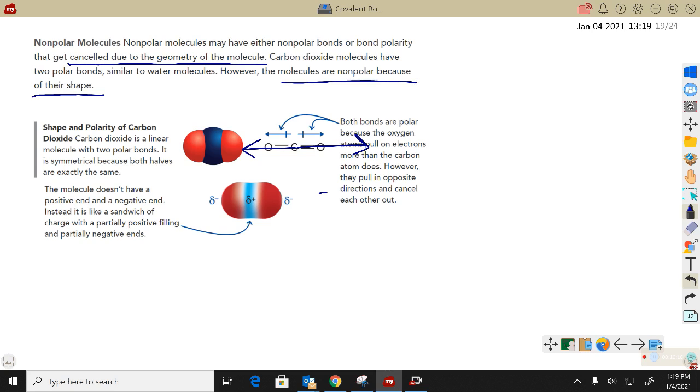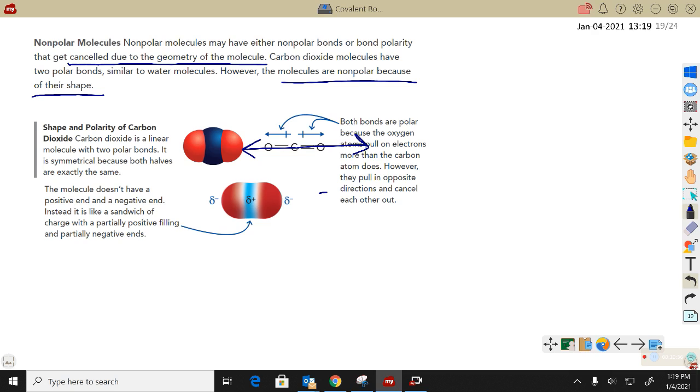Polar bonds arranged at equal angles will cancel each other out. And then it leaves you with an overall nonpolar molecule. Everything is symmetrical at equal angles, equal poles, nonpolar molecule.